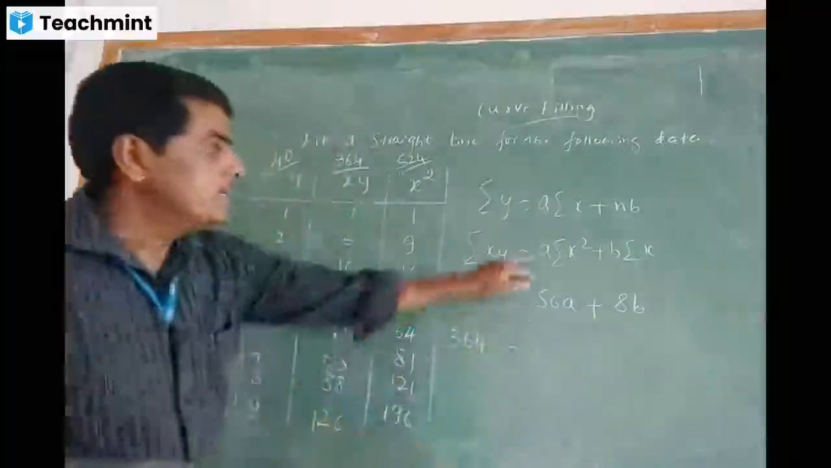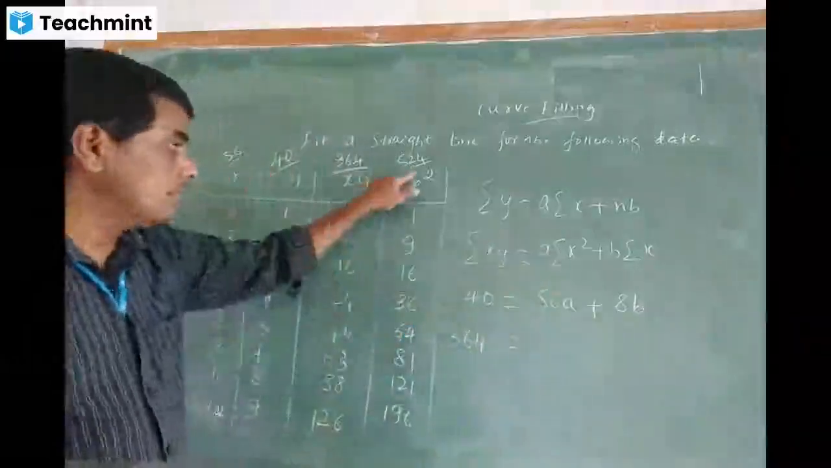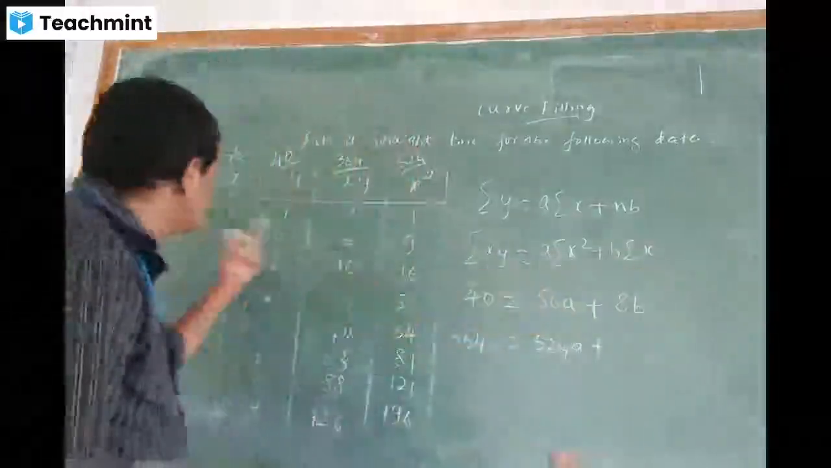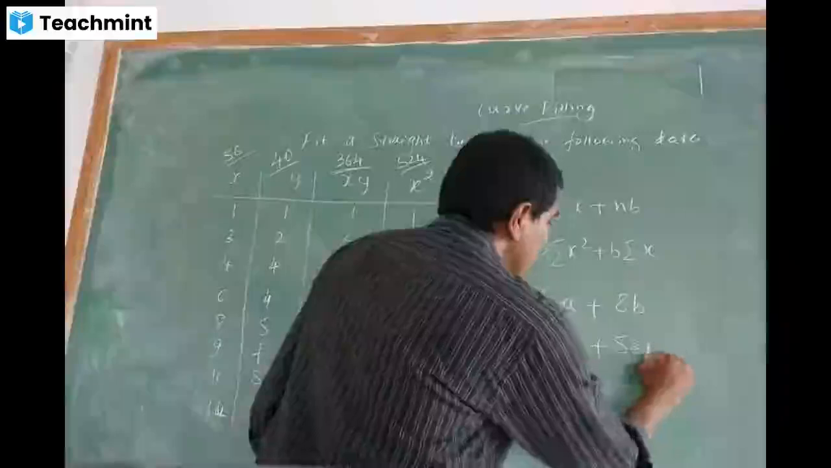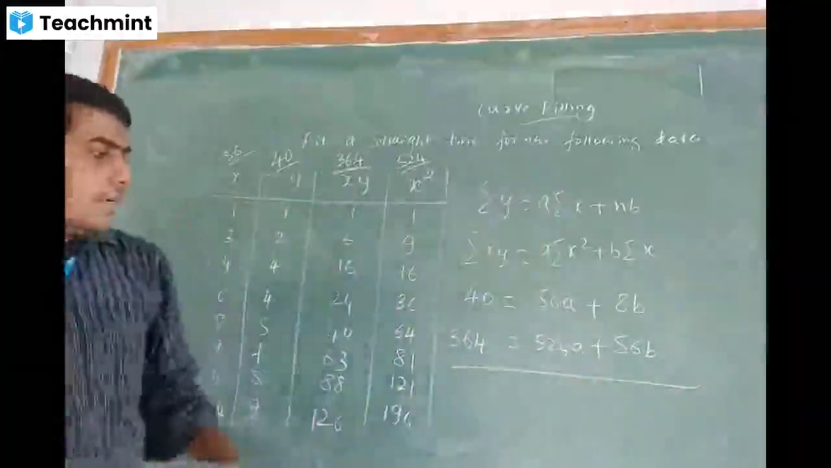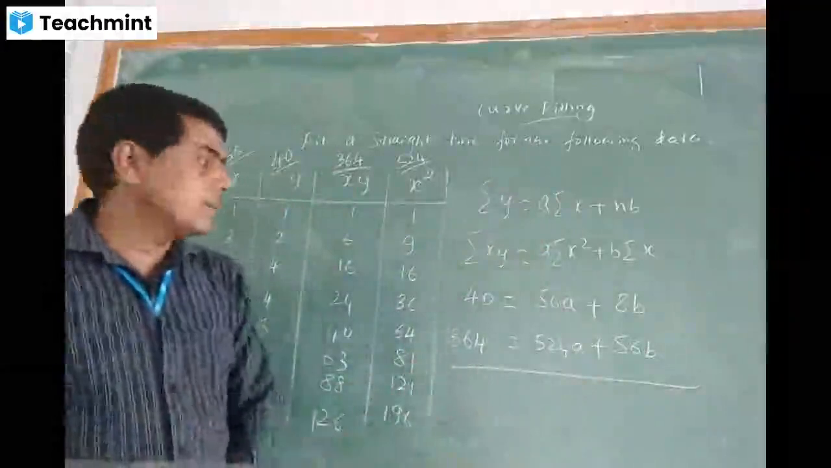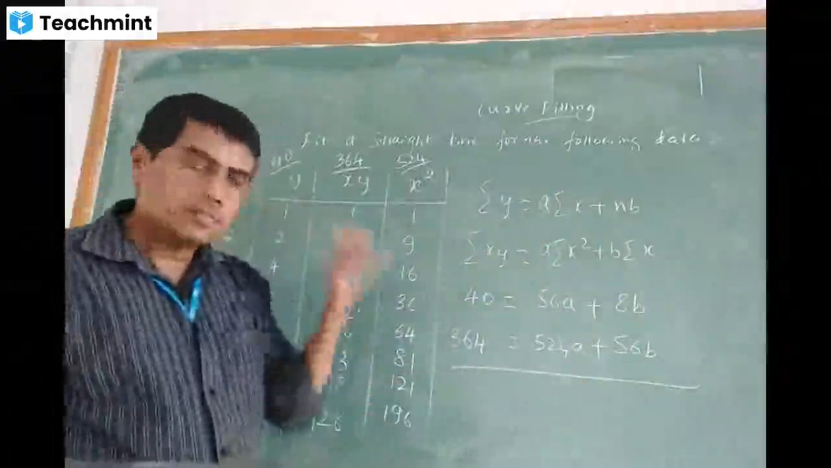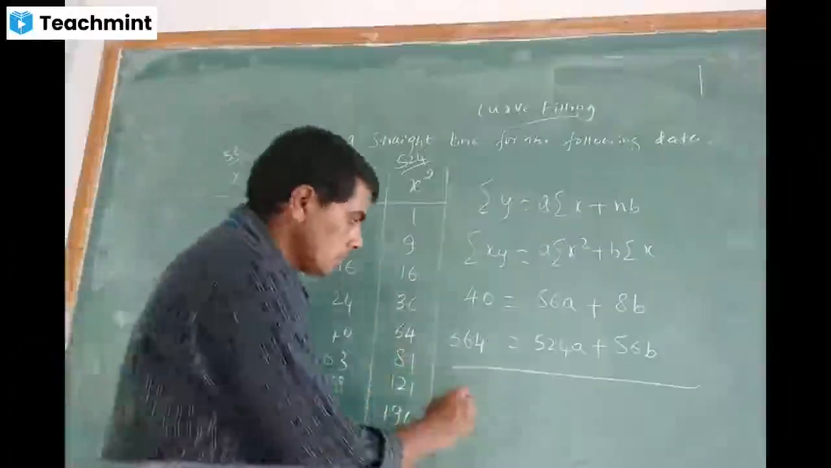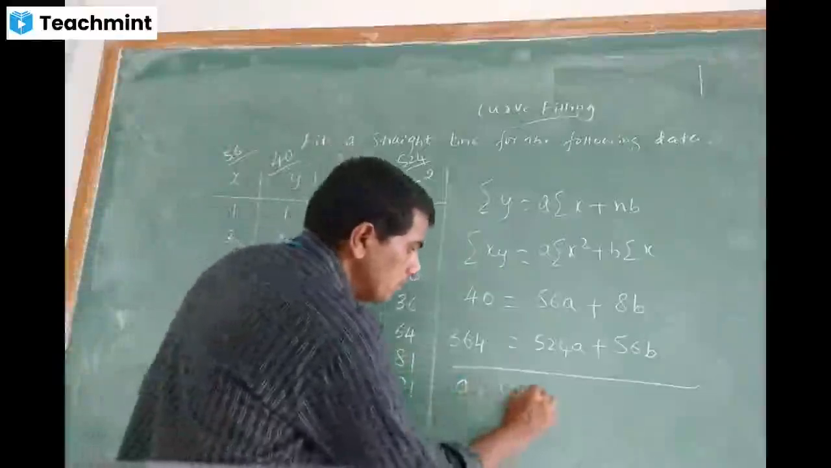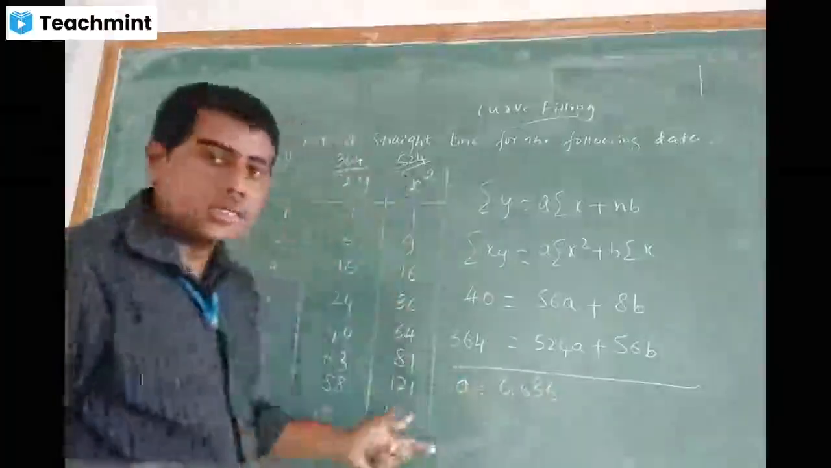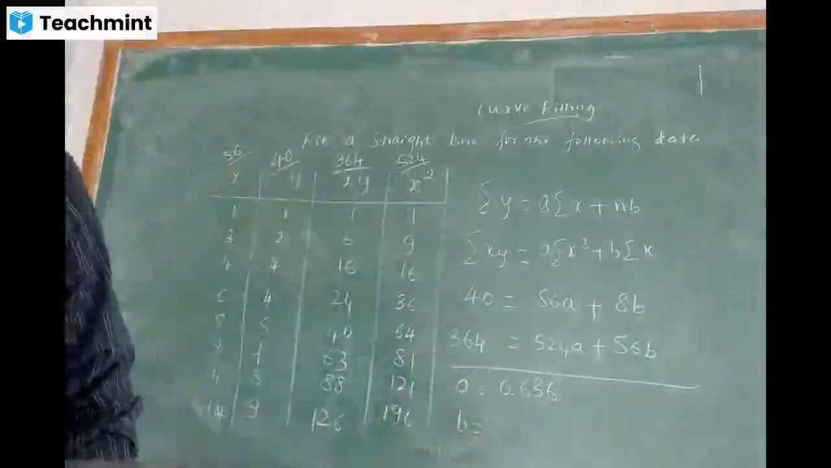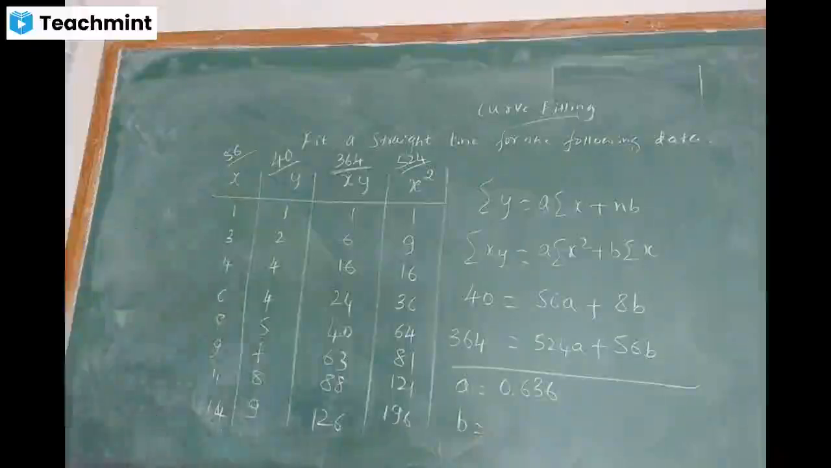It is equal to a into summation x square, and summation x square is 524, plus b into summation x, where summation x is 56. So kindly use the calculator, and now and then become familiar with using calculator mode. Very good. Next, b is 0.545.